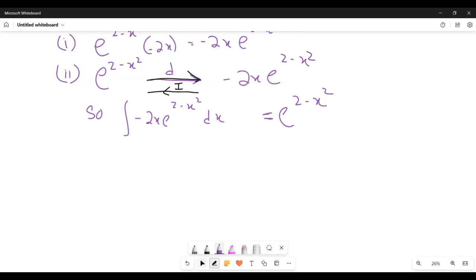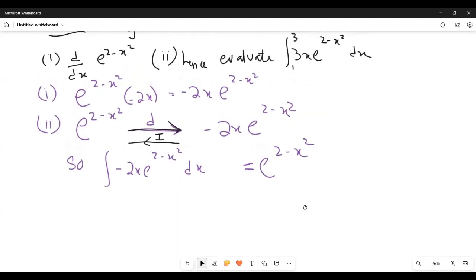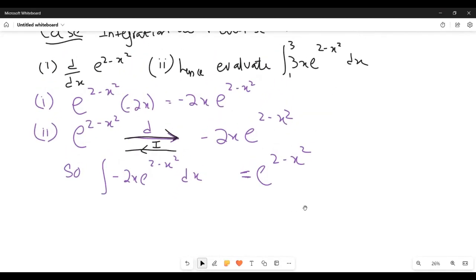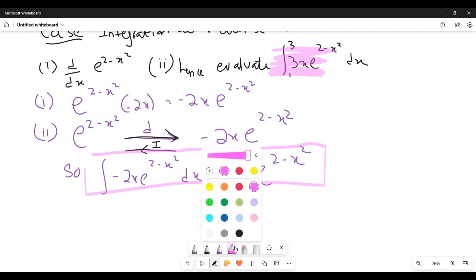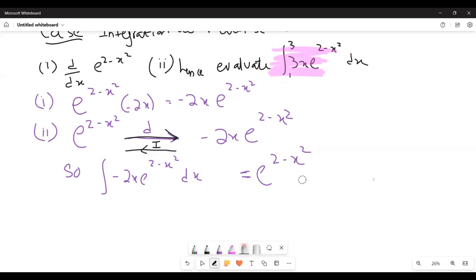Now the question was that we have to find the integration of 3x e^(2 - x^2). We will find its integration. So let's change this into that form. What I'm going to do is multiply both sides with 3 upon -2. Both sides of the equation get multiplied with the constant, which is 3 upon -2, or -2 upon 3. Then what do we get?